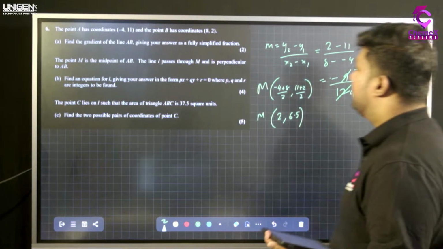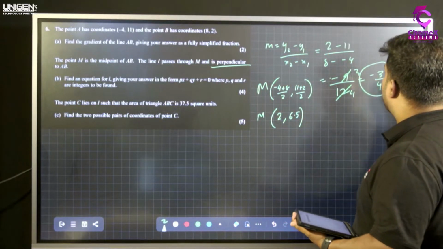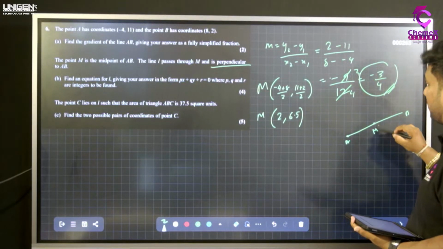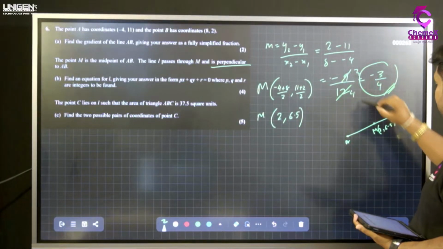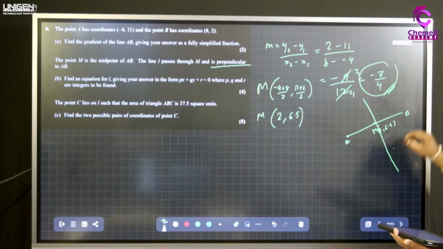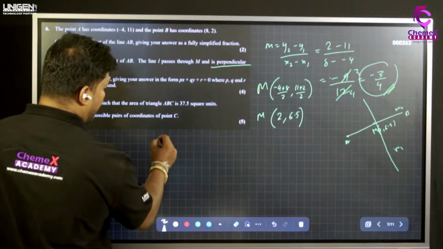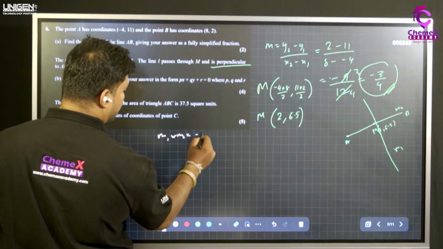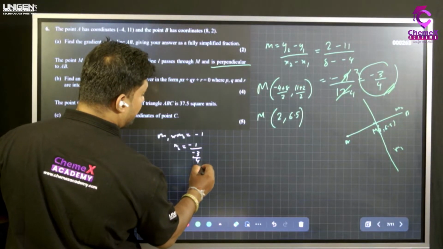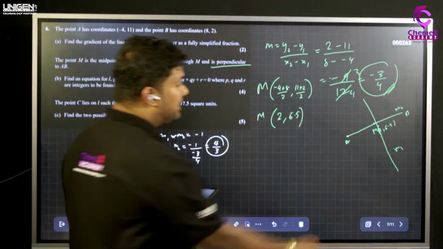L1 passes through the midpoint of AB and is perpendicular to AB. Write the equation of L1. We found the gradient of AB, and we know the middle point M is 2 and 6.5. They are asking for a line which crosses exactly through the middle, so you have to know the perpendicular line rule: M1 times M2 equals minus 1. So what's M2 going to be? Minus 1 divided by minus 3 over 4, so that's 4 over 3.